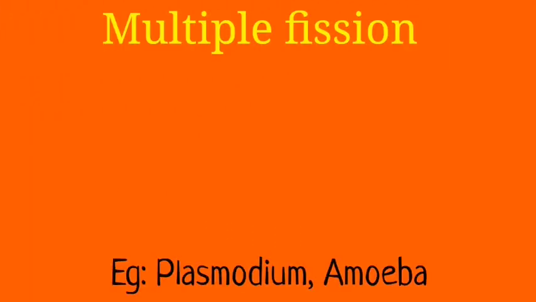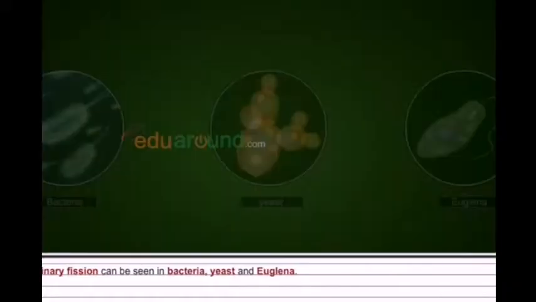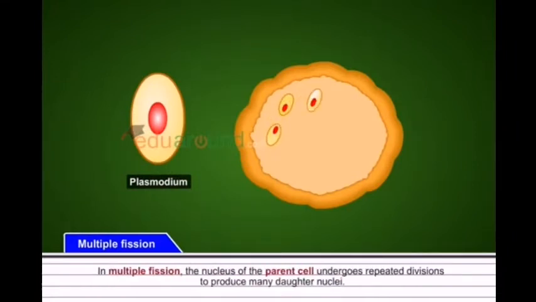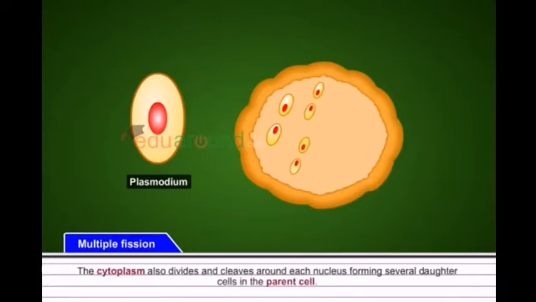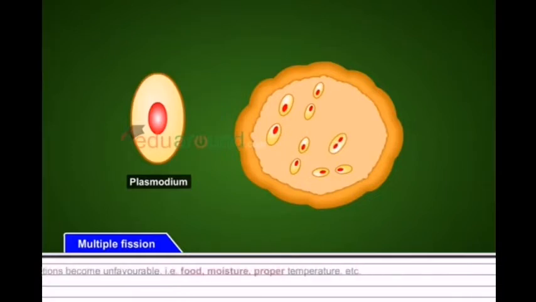Next is multiple fission. Multiple fission in unicellular organisms takes place during unfavorable conditions. In this type of fission, the parent organism splits to form many new organisms at the same time. For example, Plasmodium vivax. It is a unicellular organism which causes the disease malaria. During unfavorable conditions, that is, if food, moisture, proper temperature are not available, a cyst or a protective wall is formed around the cell.